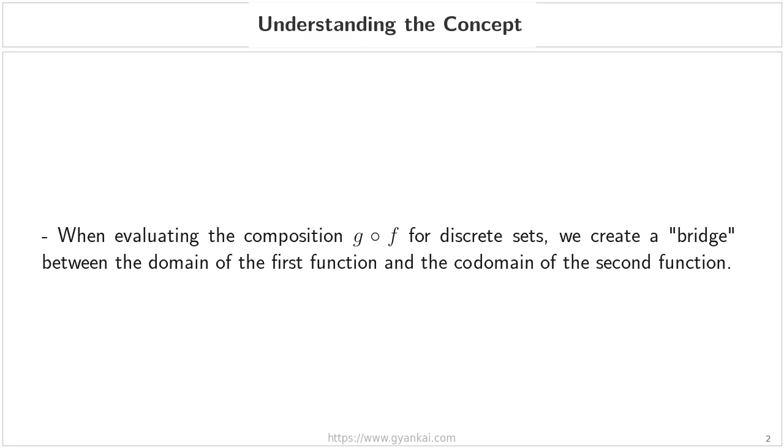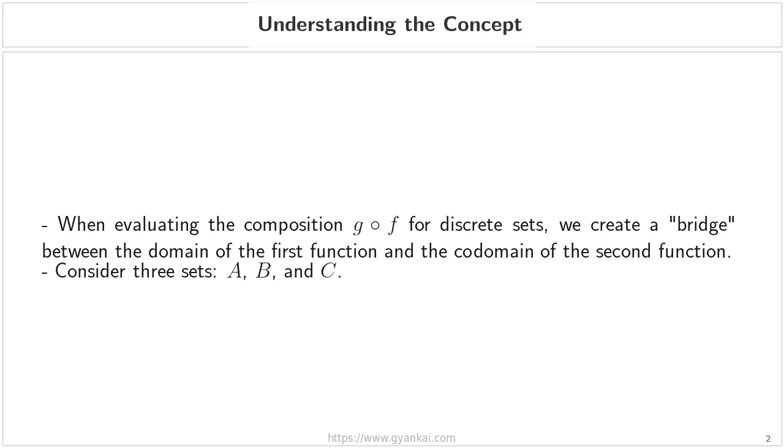Understanding the concept. Now that we have established the theoretical background, let's move on to understanding the actual concept of how this works in practice. When we evaluate the composition of G circle F for discrete sets, you can think of it as creating a bridge. This bridge allows us to connect the starting point, which is the domain of the first function, directly to the final destination, which is the codomain of the second function.